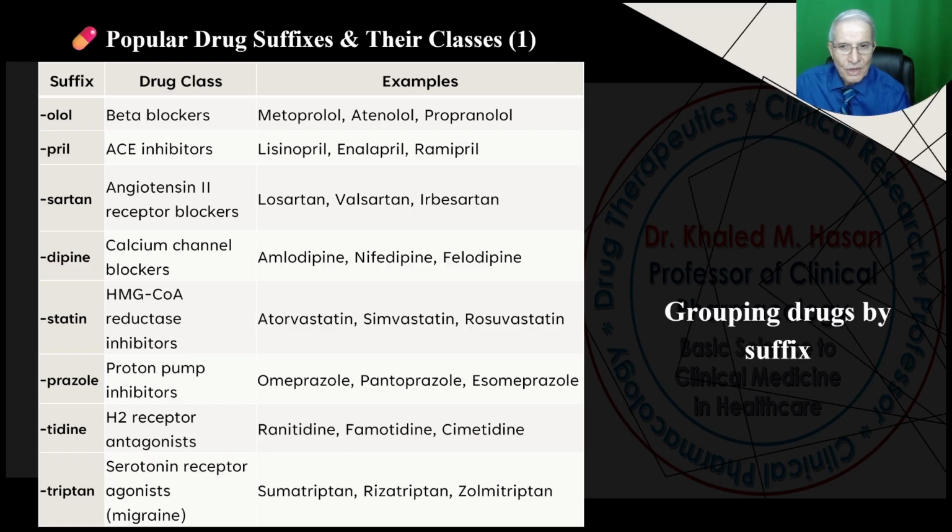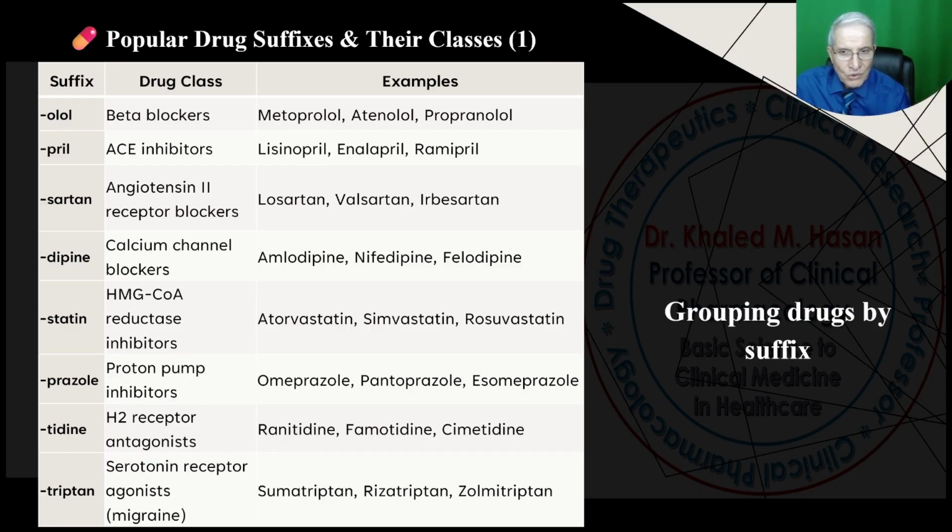This belongs to the CCBs, calcium channel blockers. Here we talk about amlodipine, nifedipine, felodipine. So we have a group of medication here. Next we have statins, like HMG-CoA reductase inhibitors. This group of medication includes atorvastatin, simvastatin, rosuvastatin, medications used for hyperlipidemia or dyslipidemia.